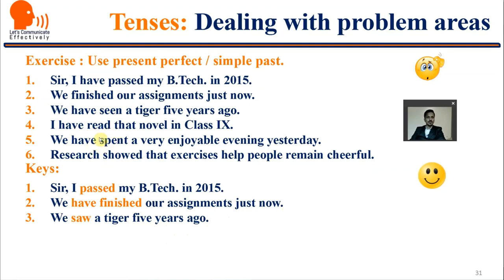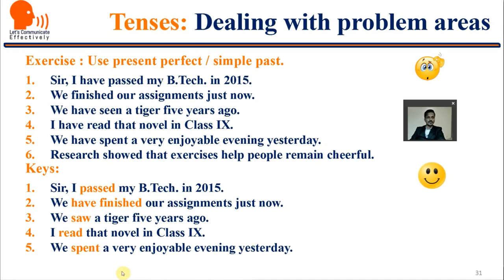Not we have seen a tiger. No, we saw. Fourth, I read that novel in class 9th. So not I have read. You are just talking about 9th and you have finished that action then only. And we spent, because we are talking about yesterday, not we have spent. Yesterday it is finished, done, no relation right now. So we spent a very enjoyable evening yesterday.